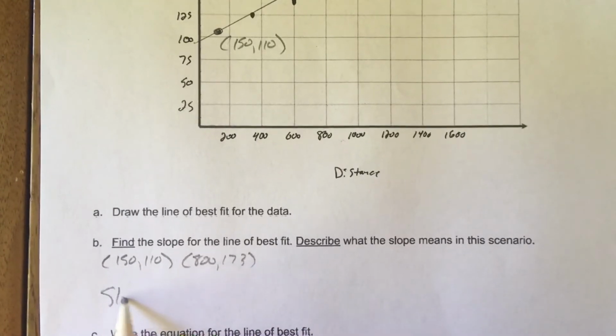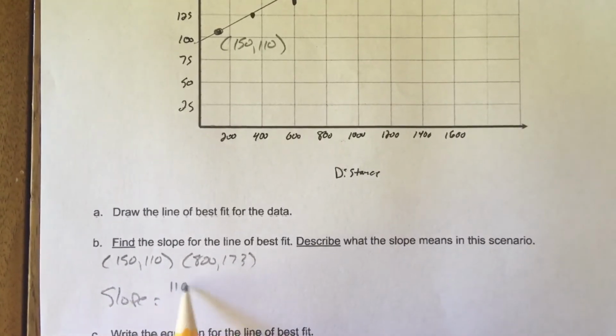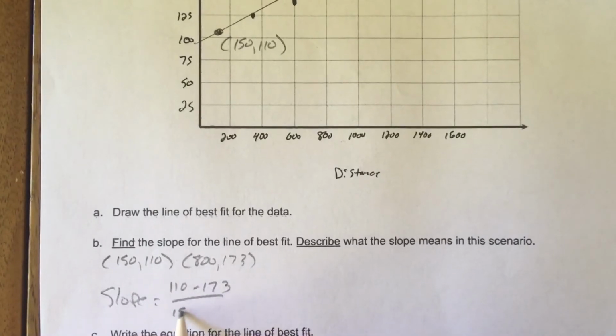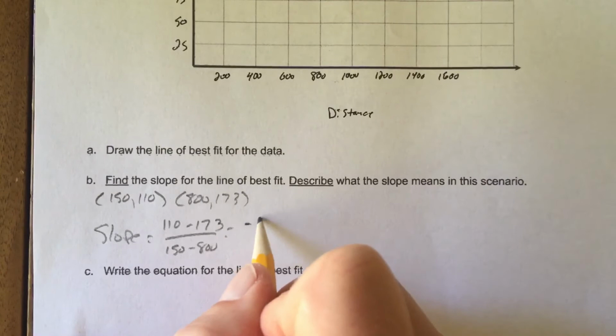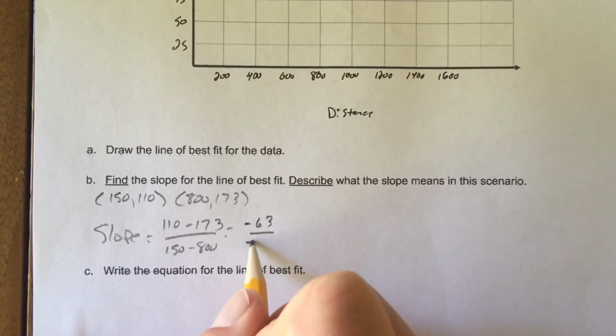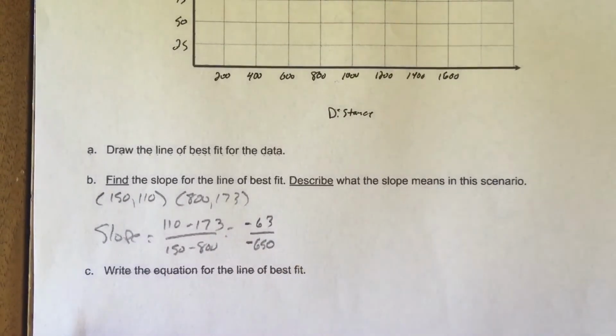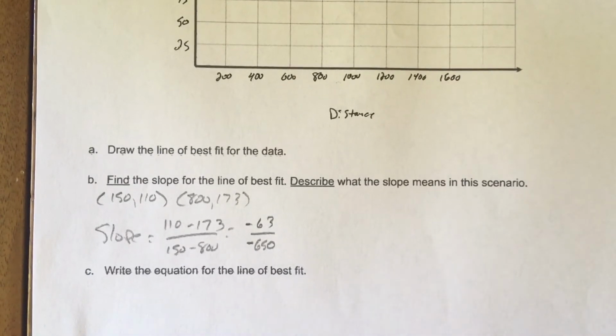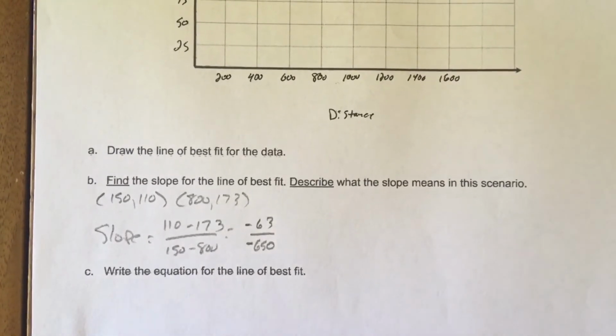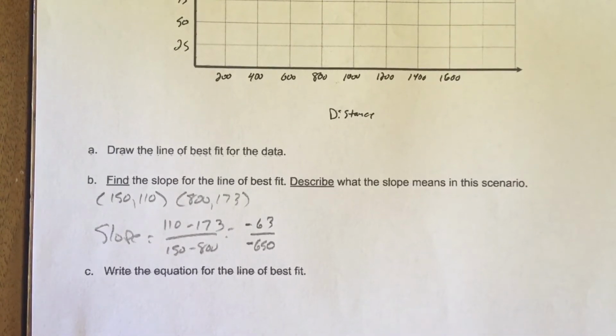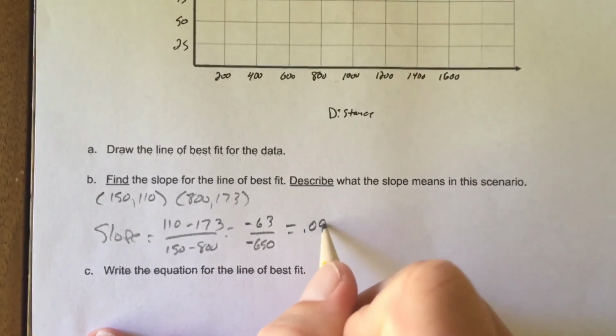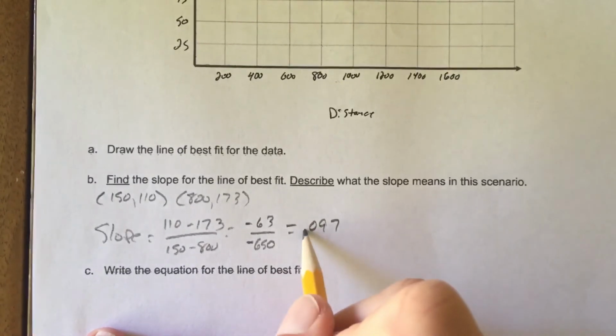So my slope is y minus y over x minus x, and I'm going to get a negative 63 over a negative 650. Okay, now that definitely doesn't come out nice and neatly, but I'll go ahead and do the division on a calculator, and I get 0.0969, so about 0.097 if I round it here.